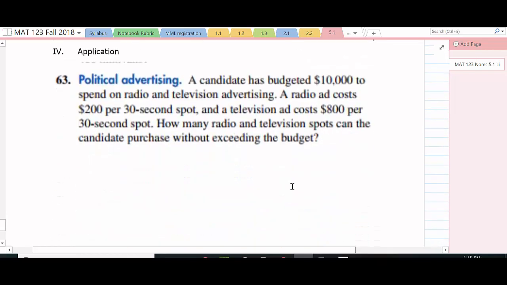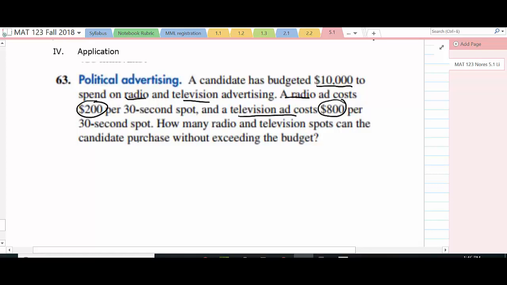All right. Okay, I'm going to finish up class here with this last example, and want to just give one example on this. So I'm going to read this. It says a candidate has budgeted $10,000 to spend on radio and television advertising. It says the radio ads cost $200 and the TV ads cost $800 for the 30-second spot.